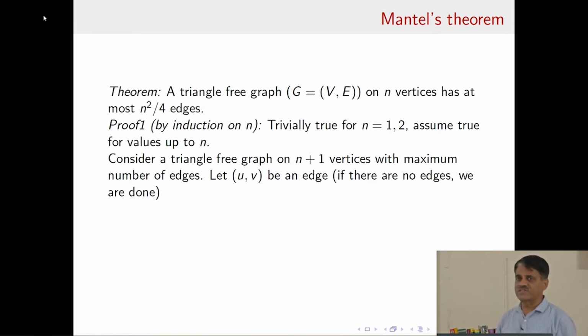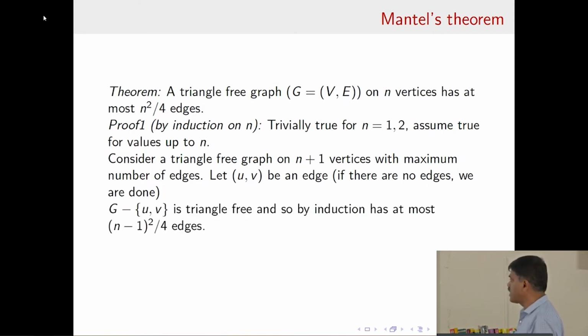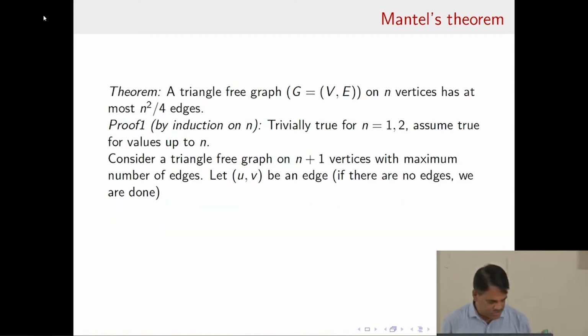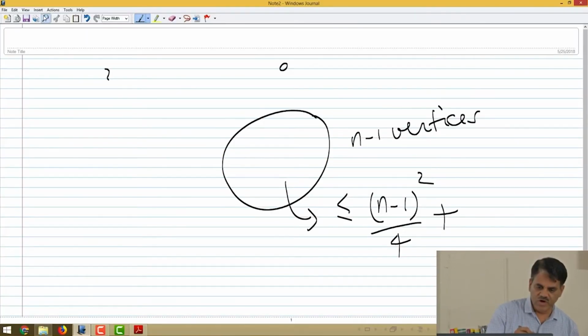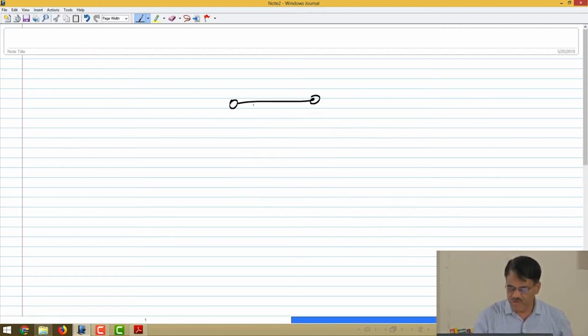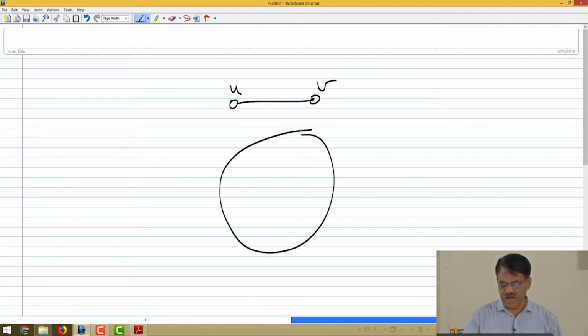Why should there be such a thing? Well, if it does not, there is no edge at all, the number of edges is 0, so it is good. So pick an edge. Now let us go back to the induction and see how we can use that. I am not just going to delete one vertex, but I picked a pair of points. This is a graph on n plus 1 vertices, and I will delete these 2 points.